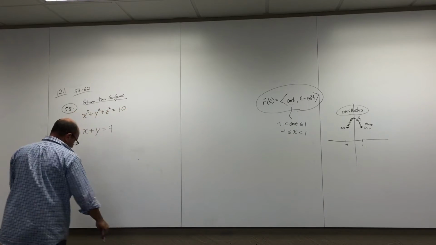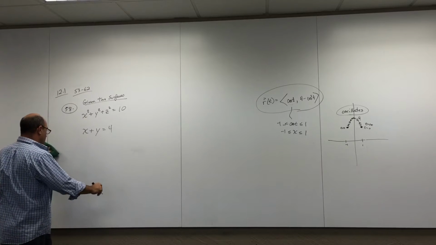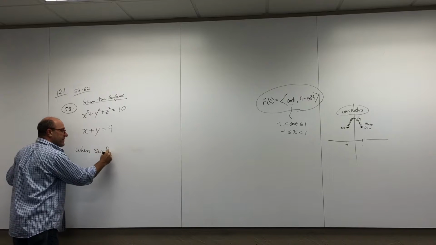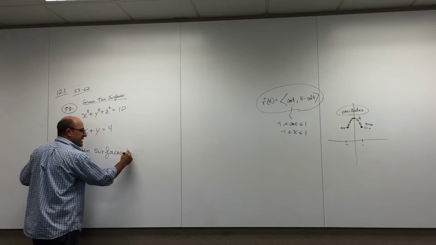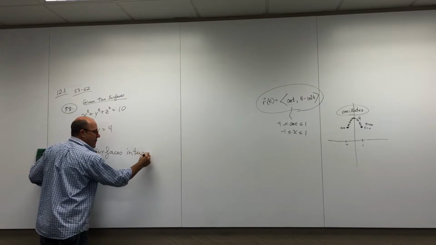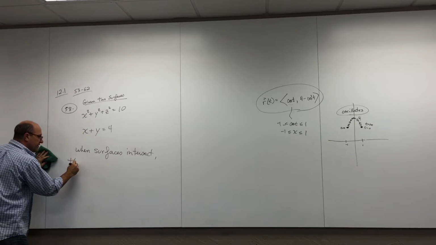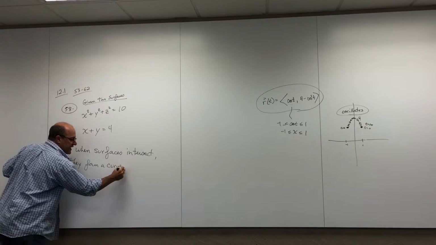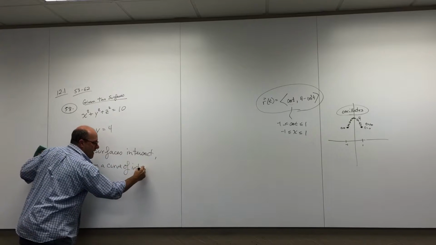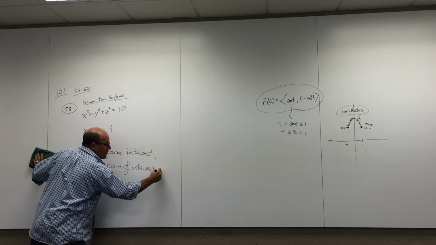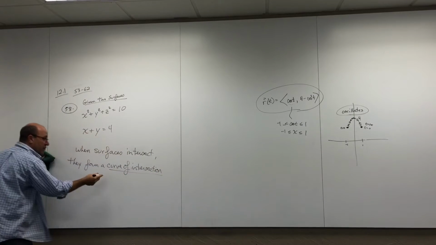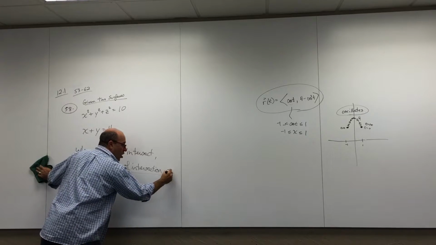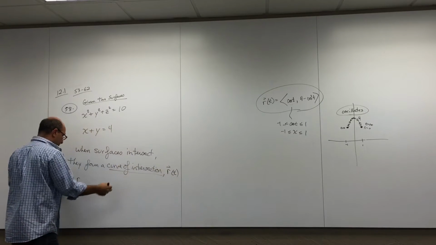Now, maybe I should write this. When 2 surfaces intersect, they form a curve of intersection. And how do we represent curves in space? We represent curves with an r of t, a vector value function.